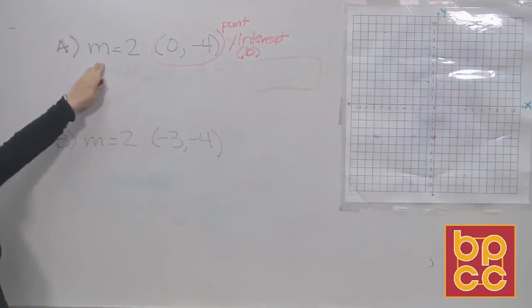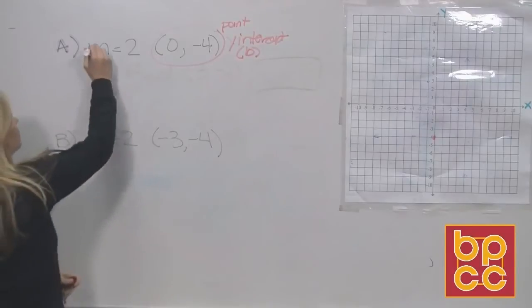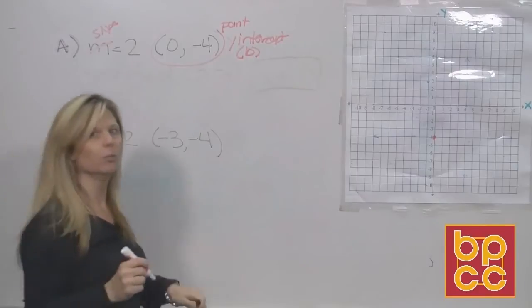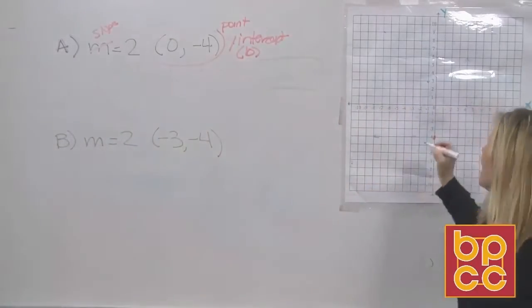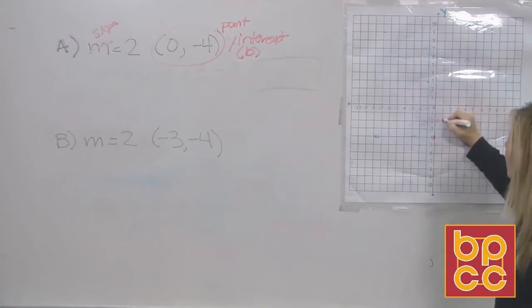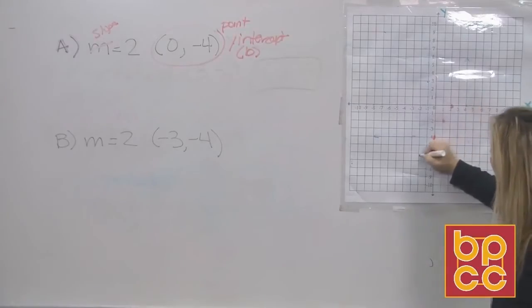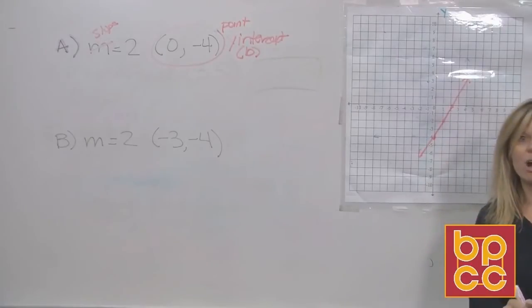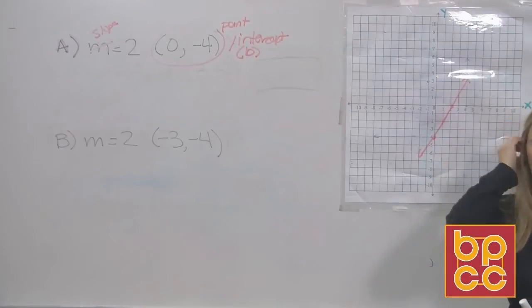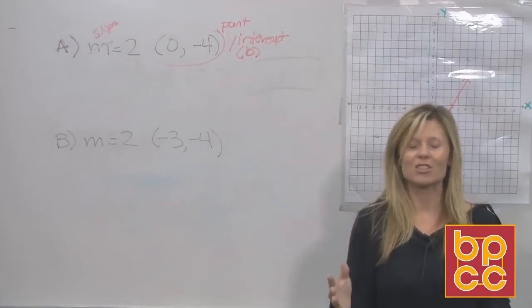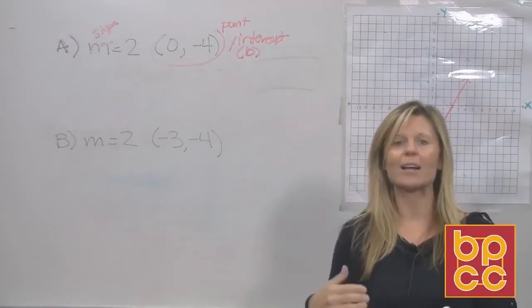Now they gave us this other clue. What does m stand for again? M stands for slope. What does it mean if the slope is 2? Well, if you drew a picture, that would mean from here you would go up 2 to the right 1. Because remember, slope is 2 over 1. Up 2 to the right 1. And if you look very closely, what type of line did we draw? Good, we drew a diagonal line.